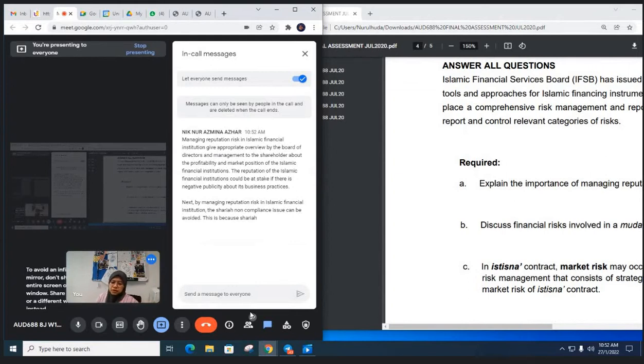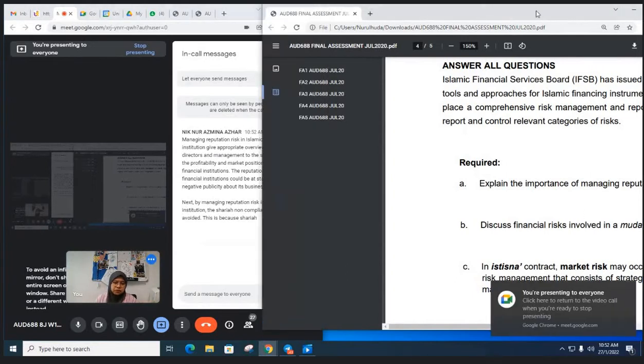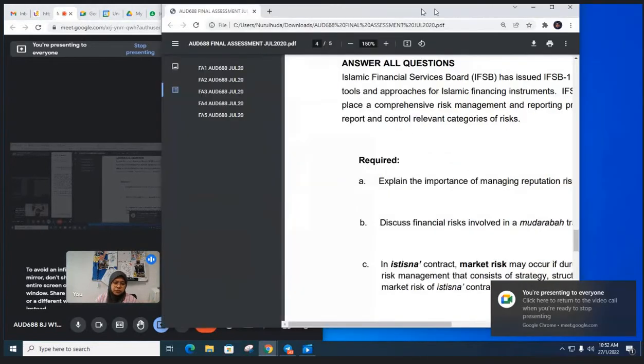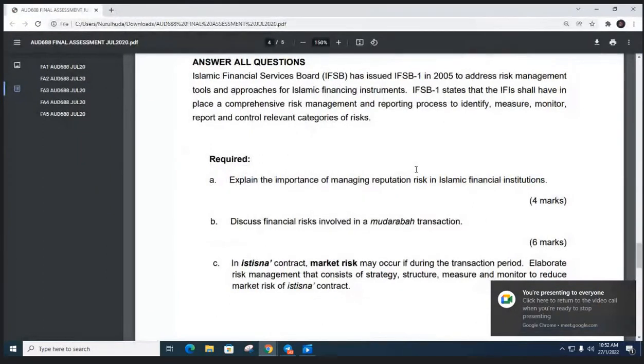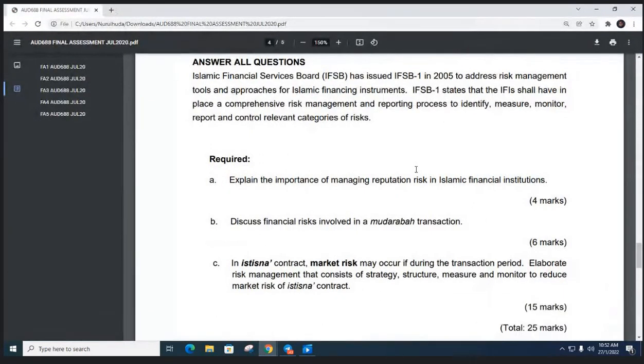Ayat tak habis. Next, by managing reputational risk in IFI, Syariah non-compliant issue can be avoided. Dia nak the importance of it is to gain trust. Okay. Of course, a good perception will attract investors, okay, customers. So that is very important to manage risk, reputational risk.